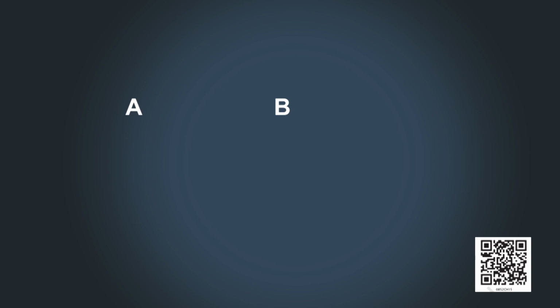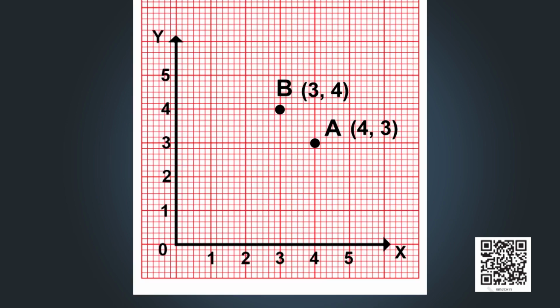Now, we will plot the points A and B. Coordinates of A are (4, 3) and coordinates of B are (3, 4). Are A and B equal? No, we can clearly see they are not equal. For the points to be equal, the corresponding x and y coordinates of the 2 points have to be equal. The x and y coordinates are not equal here, so A and B are not equal.